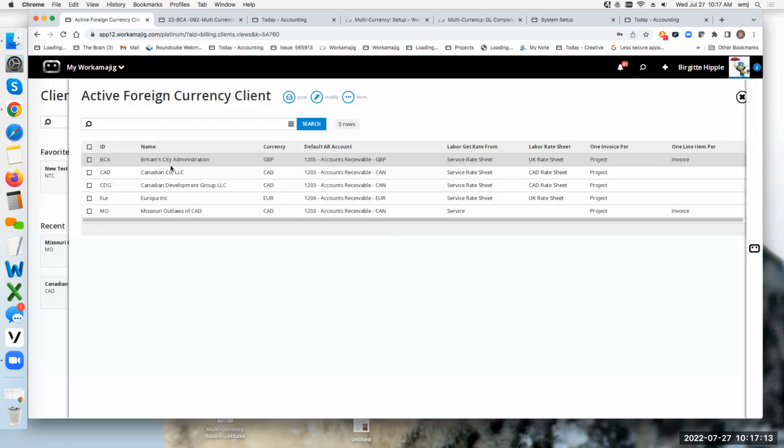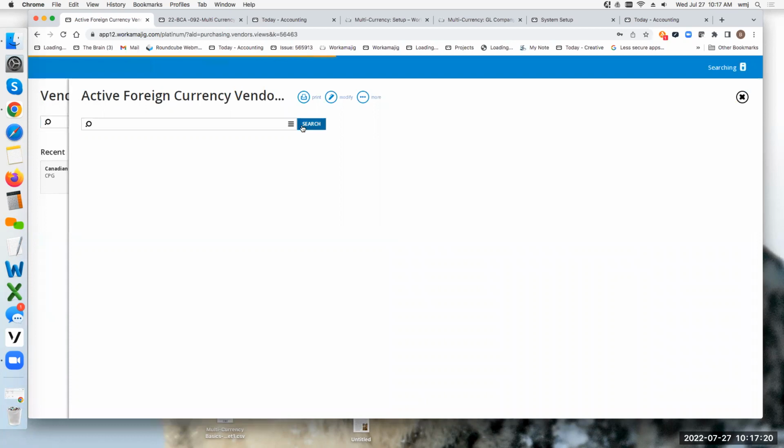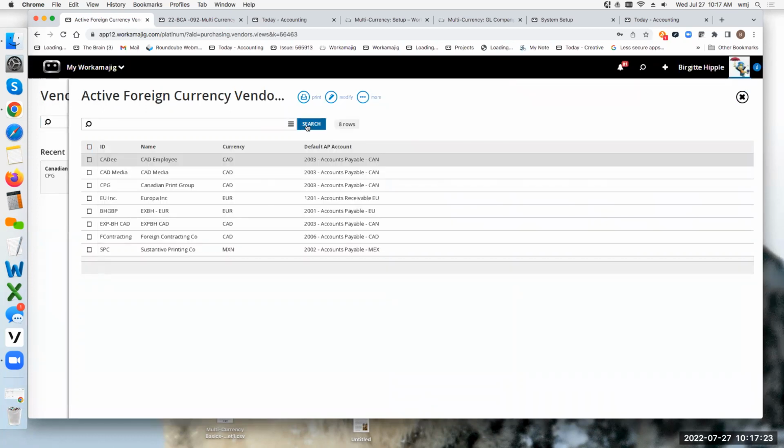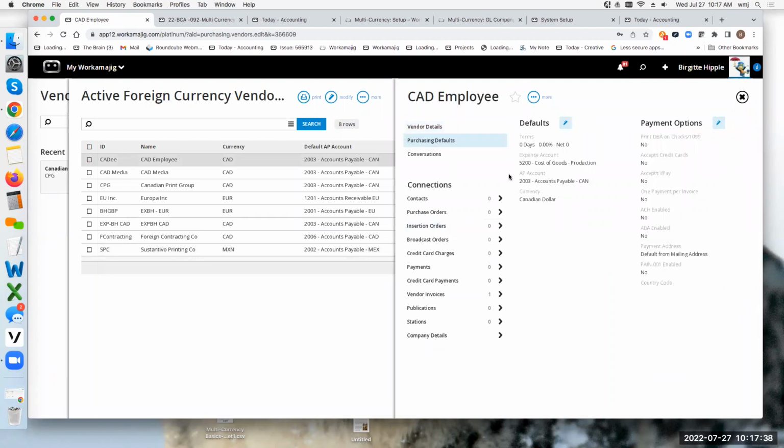Same or similar, I should say, will apply with the vendors. Now, vendors don't generally have a default, well, they have a default, but it's not for project purposes. So I have my vendors, I have a currency field, and then I have the default AP account on that. When I click into my Canadian vendor and look at the purchasing defaults, here's where the AP account is, and here's where the currency is. Once again, the currency on my AP account must match the currency that I'm paying my vendor.